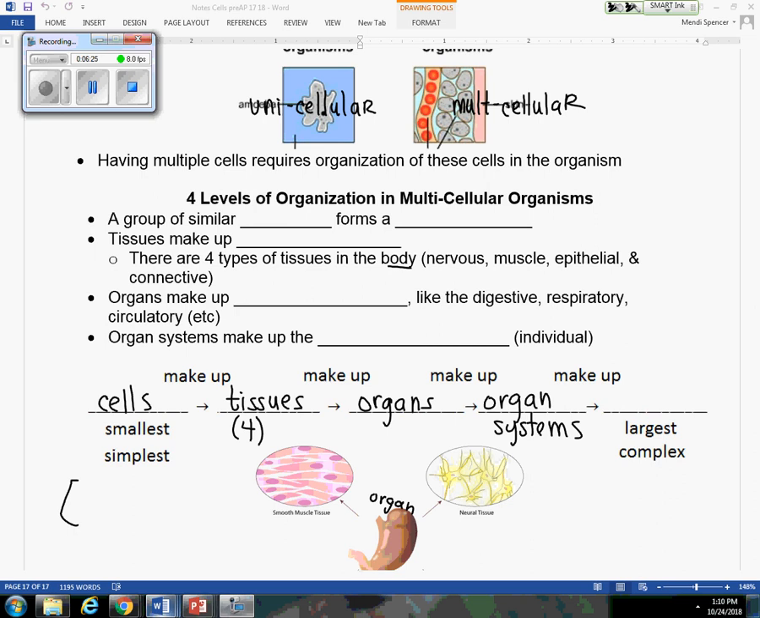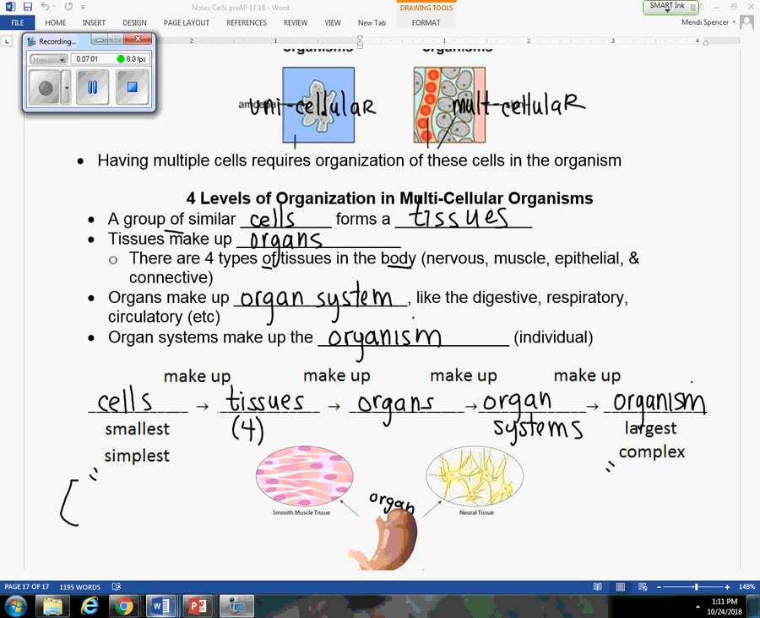It takes several organ systems to make up the organism. So again, a group of similar cells can form tissues. Tissues are going to make up organs. And there's 4 types of tissues that would be found in every organ. Organs make up organ systems, like the digestive system. And then you need organ systems to make up the organism, which is the individual. Again, we just listed them from the most simplest to the most complex.